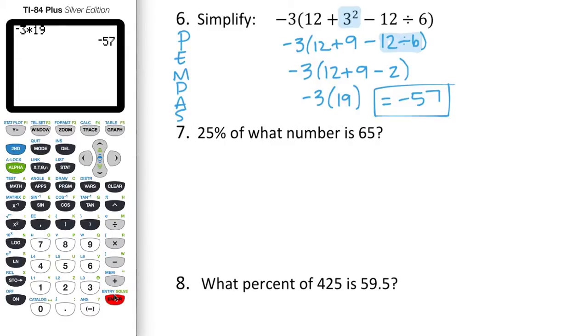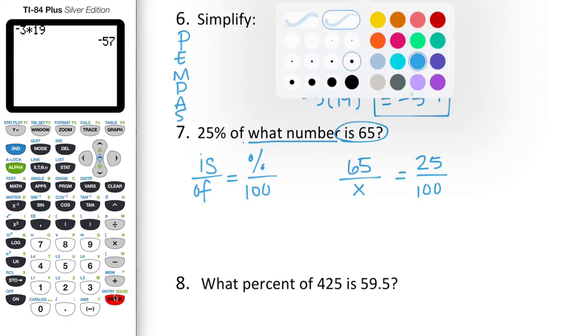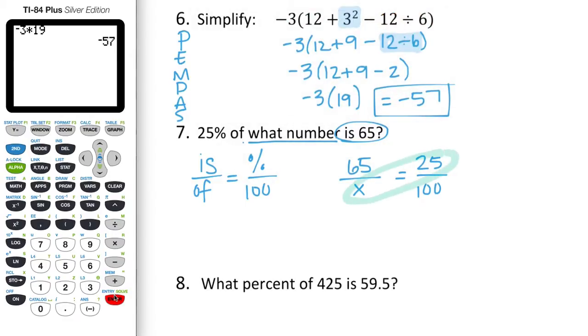Okay, so we have our proportions. Remember, is over of equals x over 100, or the x can also be your percent. So it says 25%. So 25 is our percent over 100. And it says of what number is 65. So 65 is that number. We're going to have x on the bottom. Then what we have to do is cross multiply these numbers.